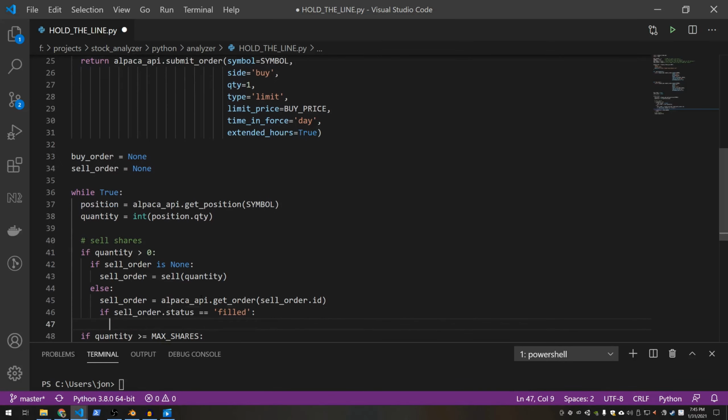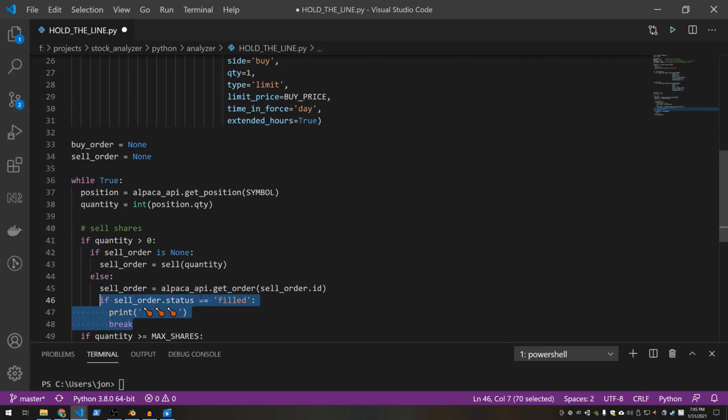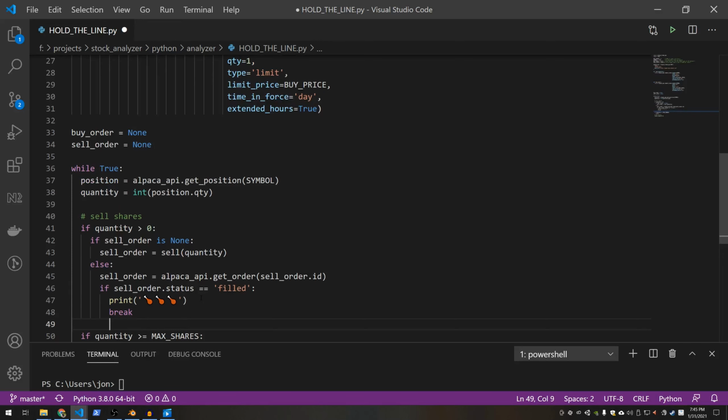Order.status equals filled. And if it was, we're on Jupyter here, so we can take our attendees and run. We can also just break out of this algorithm because at this point, this means the share price had the major spike. It's very unlikely it's going to spike again, so we can take our earnings and get out.